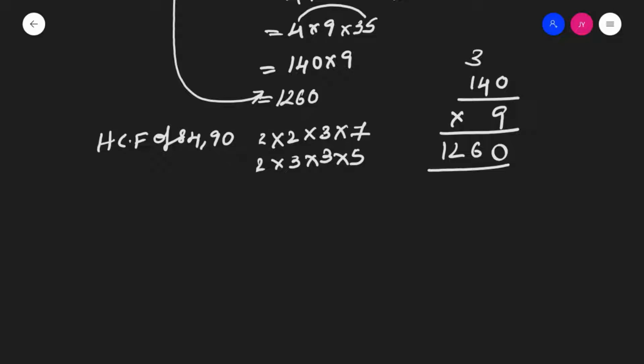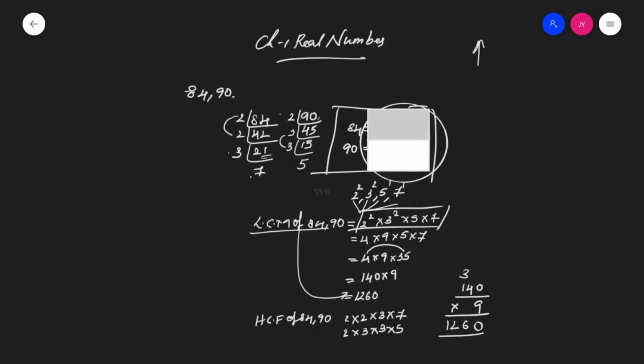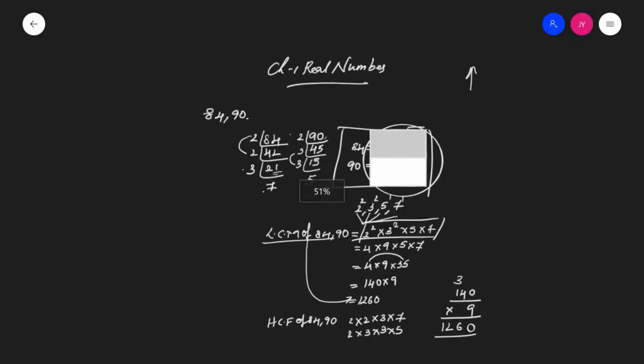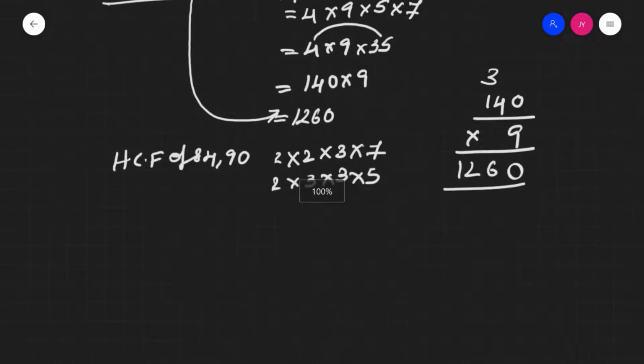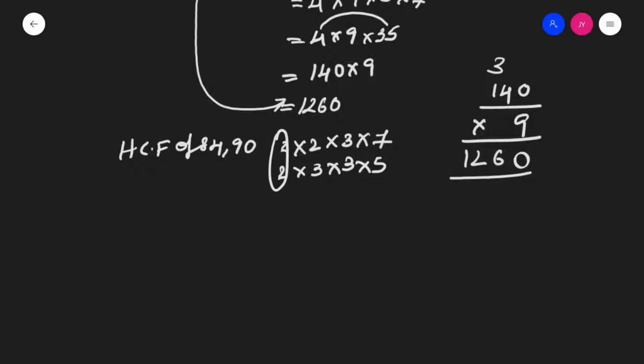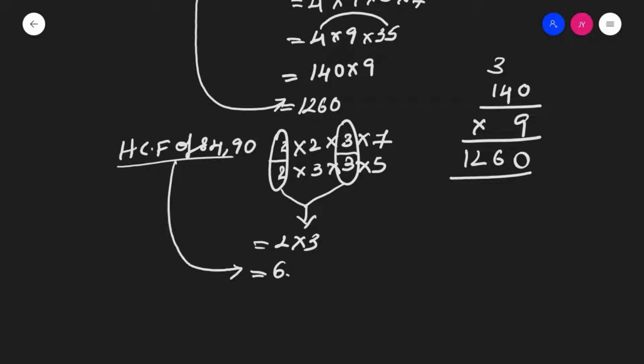Next, what are the common things you can see in both of them? We can see that one set of 2 is common and one set of 3 is common. So the HCF of 84 and 90 will be equal to 2 into 3, because one 2 from here and one 3 from here. So 2 3s are 6. HCF of 84 and 90 is 6.